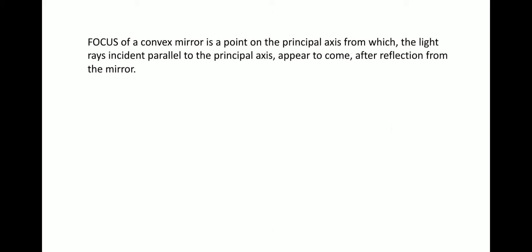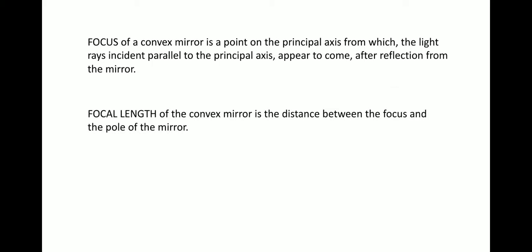So the focus of a convex mirror is a point on the principal axis from which the light rays incident parallel to the principal axis appear to come after reflection from the mirror. Remember, this is the key word: appear to come. It is not actually coming from that point, but it appears to come from that point. And the focal length of the convex mirror is the distance between the focus and the pole of the mirror.